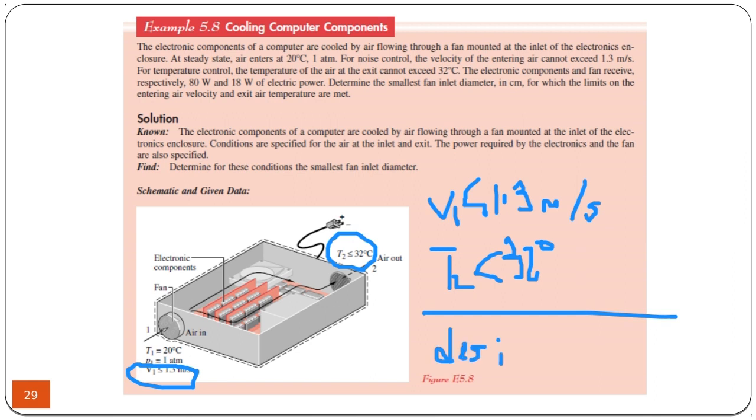According to the design criteria, we have to choose a fan inlet which satisfies these two criteria. It also says that the electronic components inside consume 80 watts, and the fan consumes 18 watts. So these are actually the electric work put into the system.